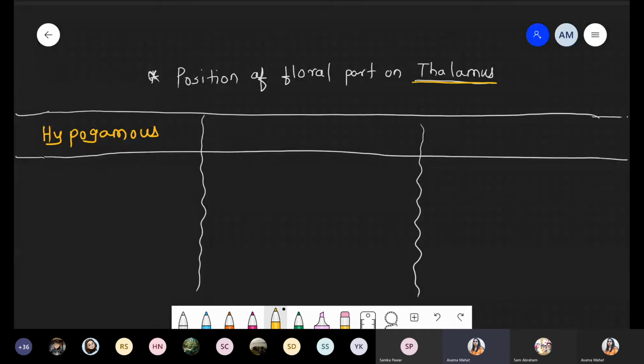Okay, so remember we are talking about the position of the floral part. It is totally based on the thalamus. Thalamus के कहाँ पे present है? Above the thalamus, below the thalamus, or it is embedded inside the thalamus. So based on that, the first part is hypogamous condition. Number second, perigamous condition. And the last one, epigamous.